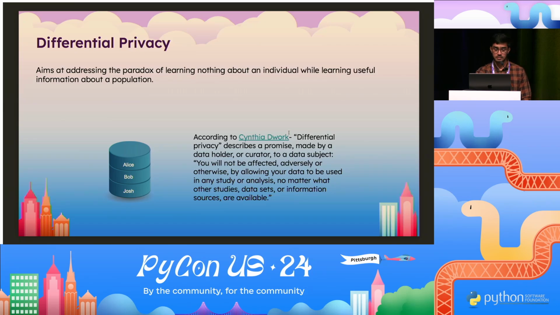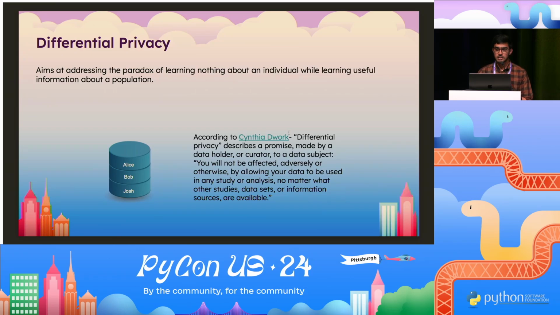So I'll just read out the definition. Differential privacy aims at addressing the paradox of learning nothing about an individual while still learning useful information about a population. It's kind of paradoxical because you're not learning anything on a singular level, but you're still able to analyze the data, find out patterns, and figure out solutions to problems on a population level.